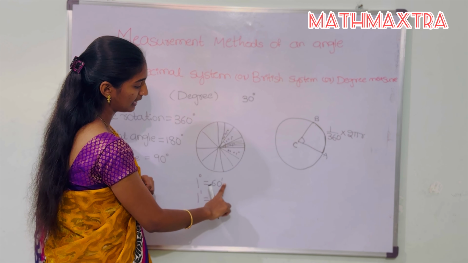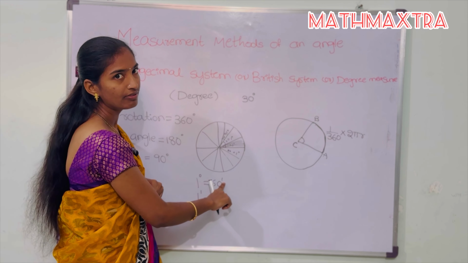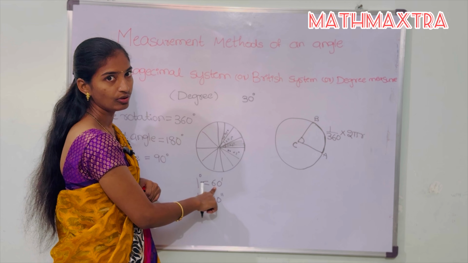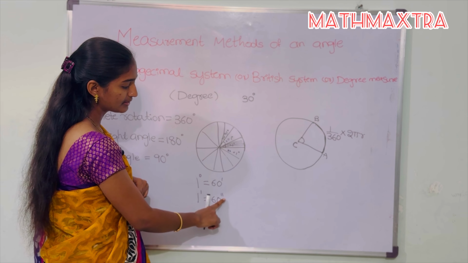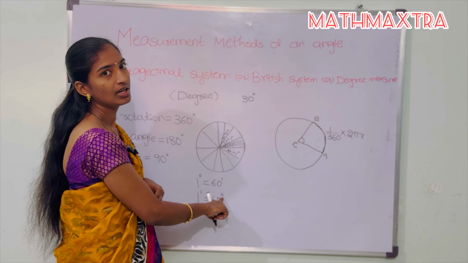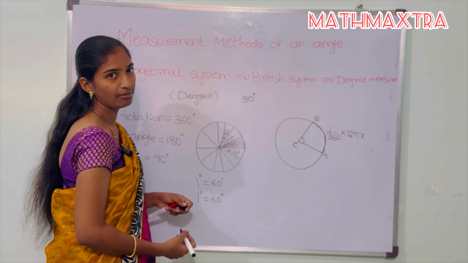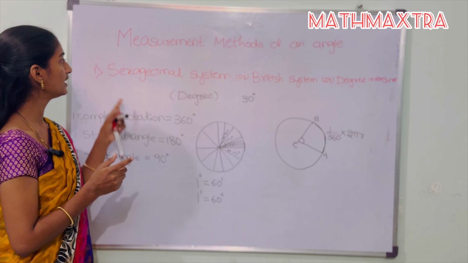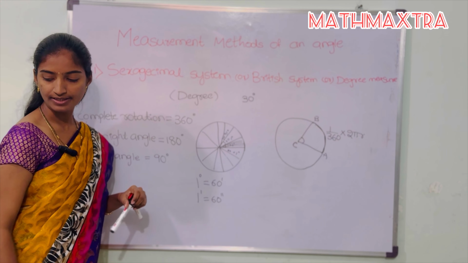We represent minutes as one vertical line on the superscript of a numerical, and seconds are represented as two vertical lines at the superscript of a number. This is how we represent angles in the sexagesimal system.